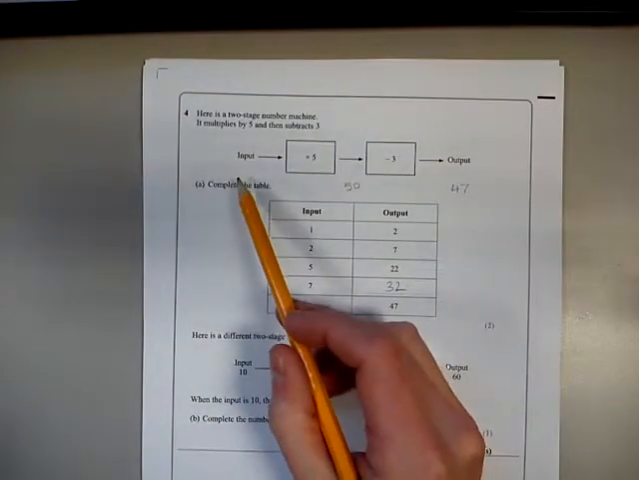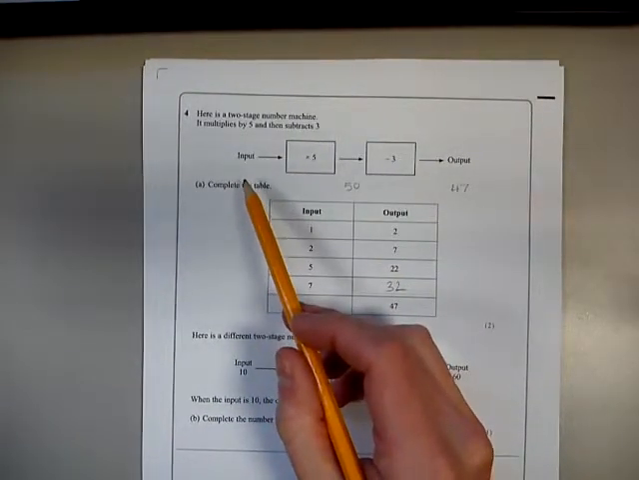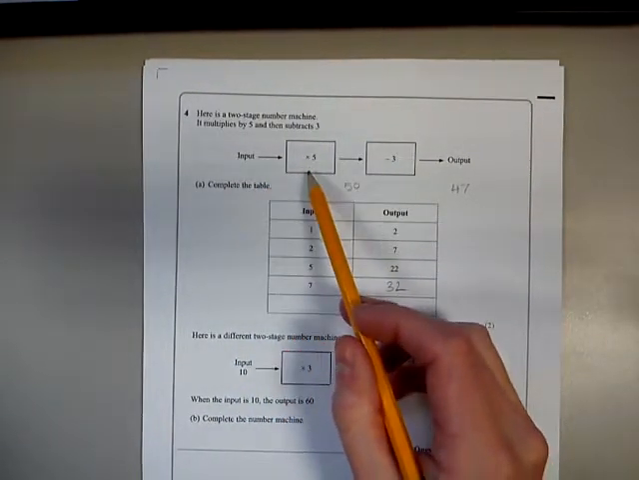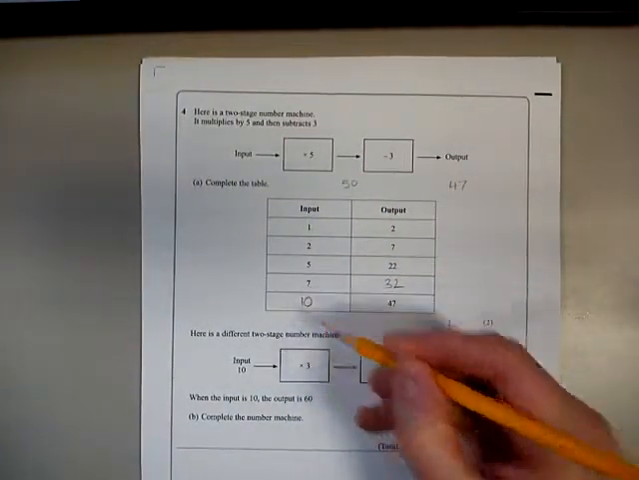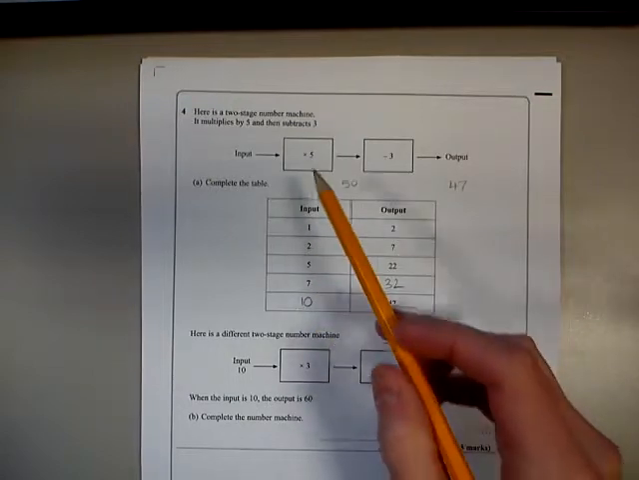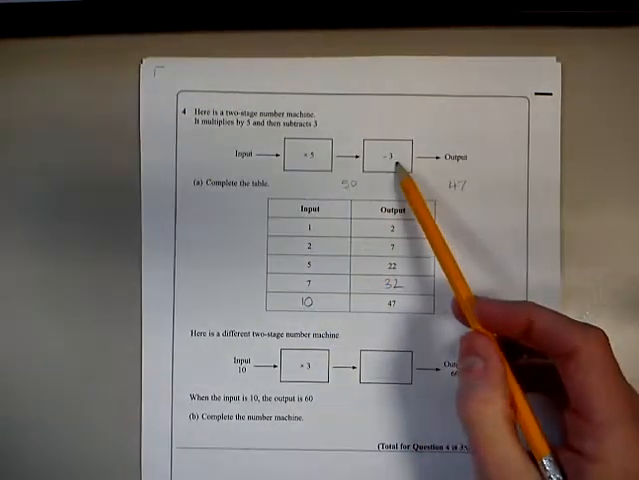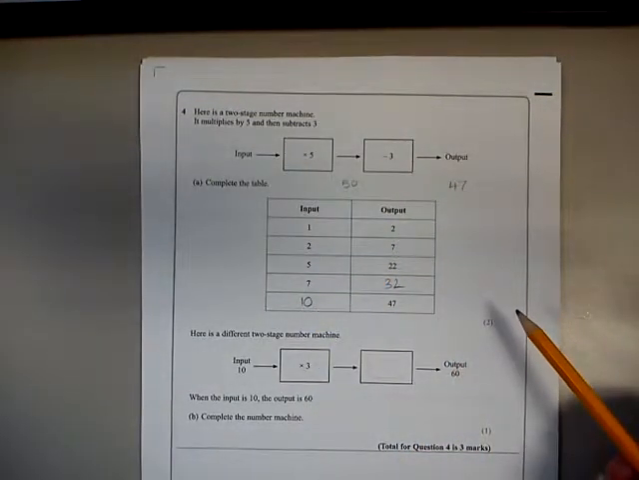And then you think, what number had to go into the function machine so that when I multiplied by 5, I got the answer 50. And that number is 10. Check that. 10 times 5 is 50. 50 take 3 is 47.